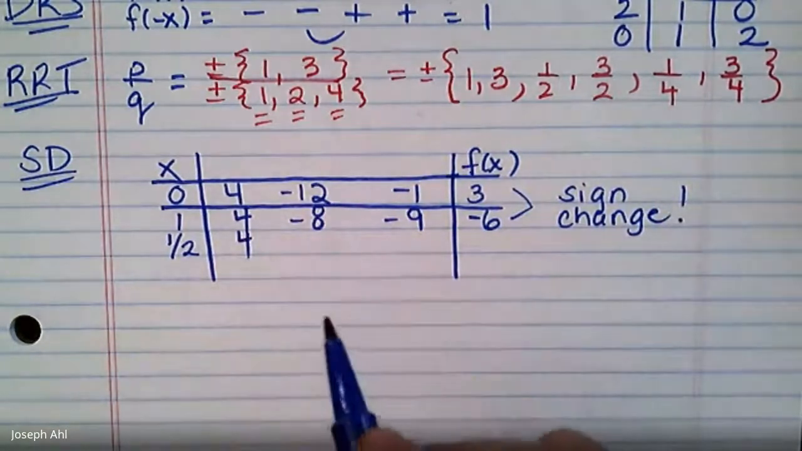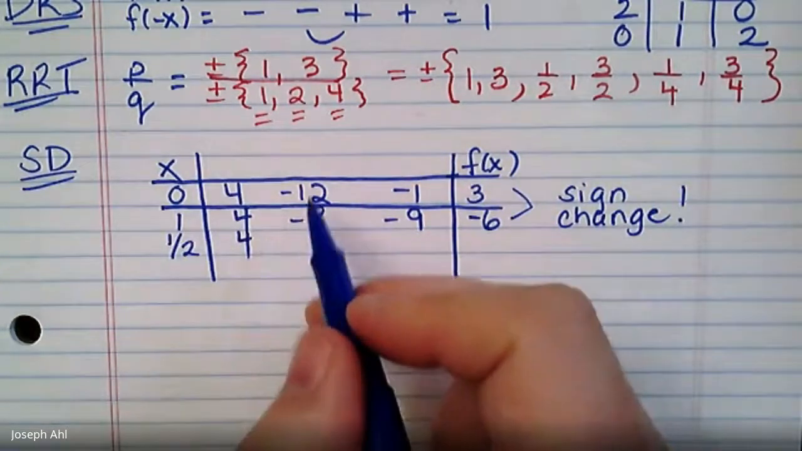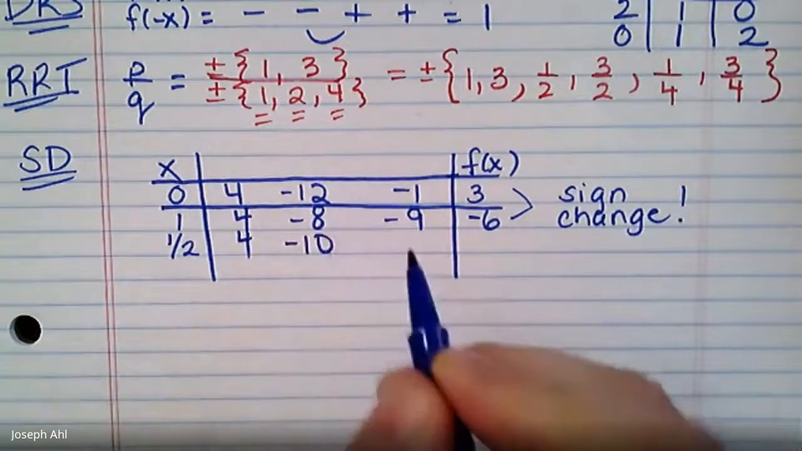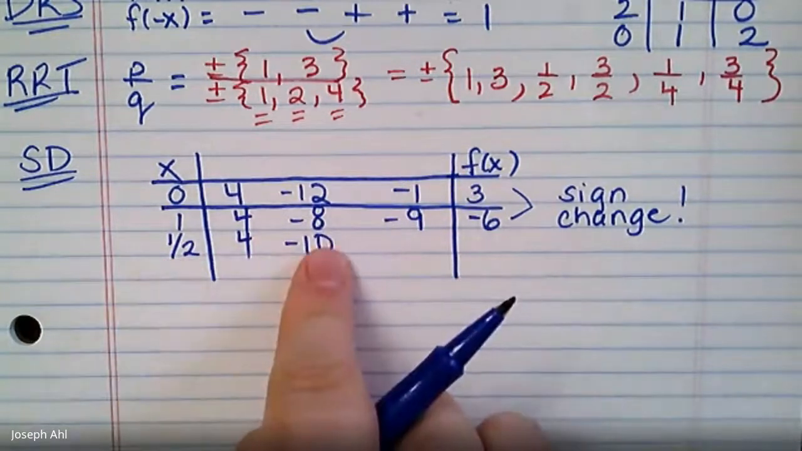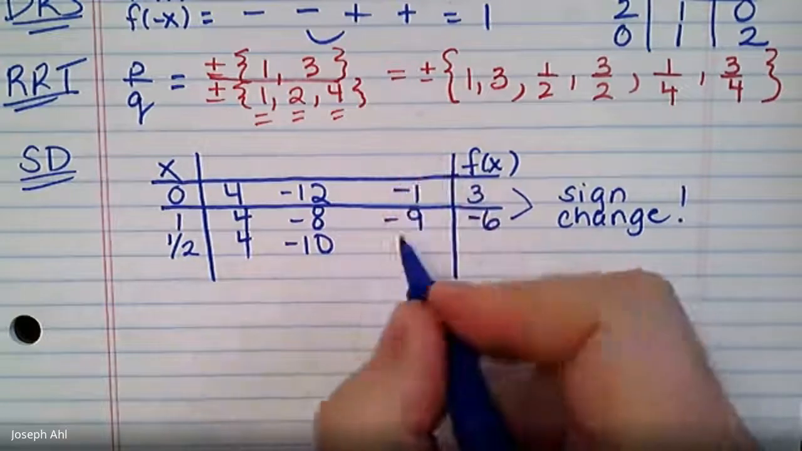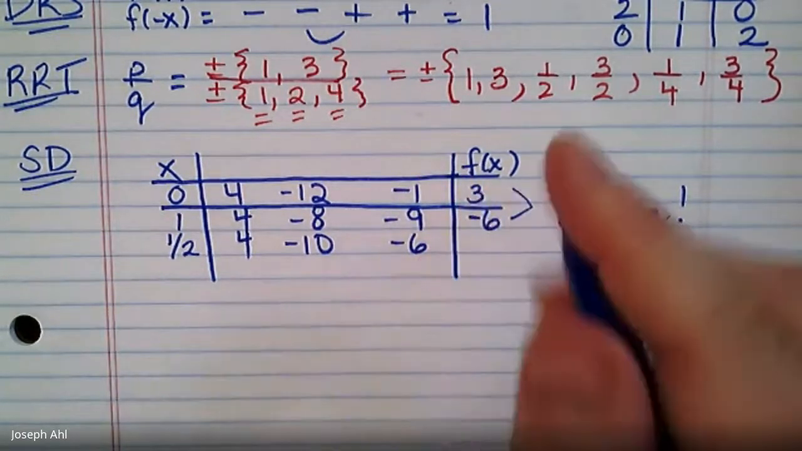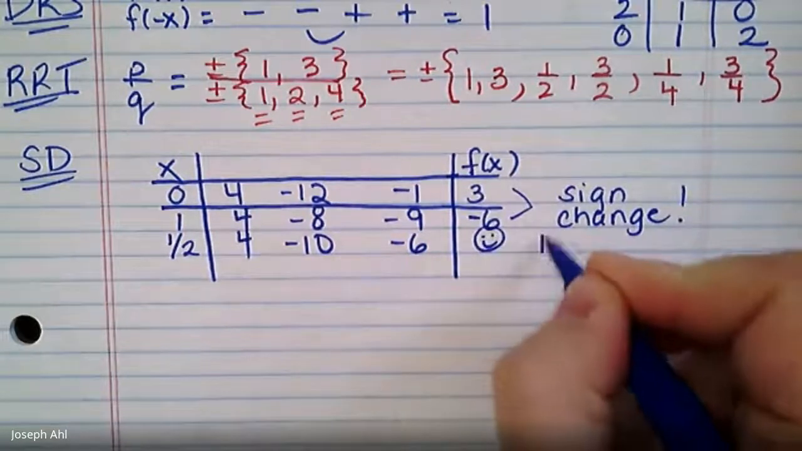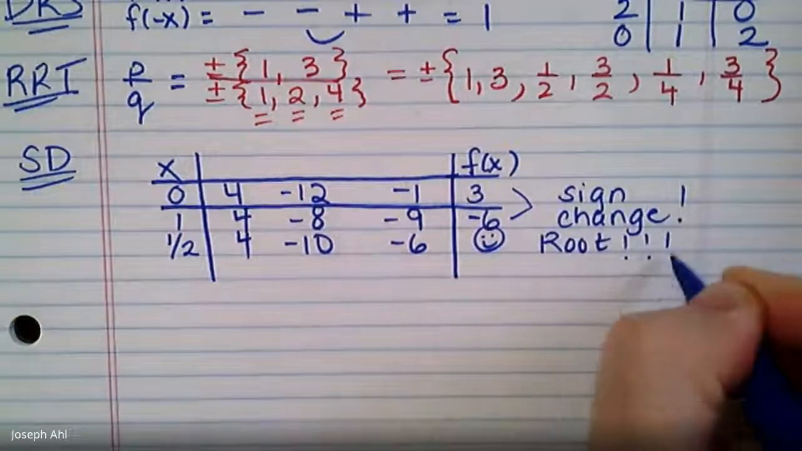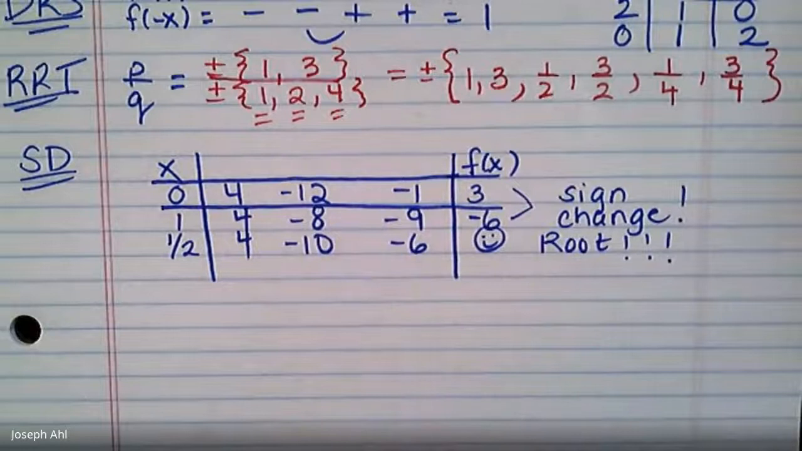But bring down the 4. Half of 4 is 2, plus -12 is -10. Half of -10 is -5, plus -1 is -6. Half of -6 is -3. Oh wait, plus 3 is 0. We found a root, which we're very excited about.